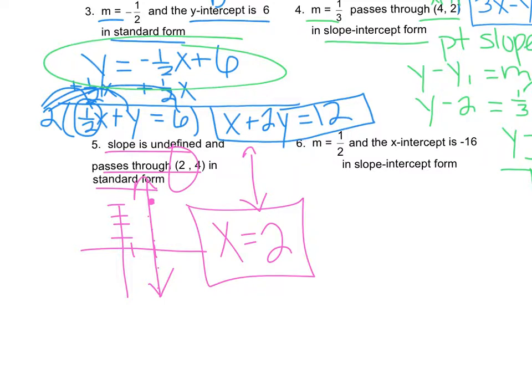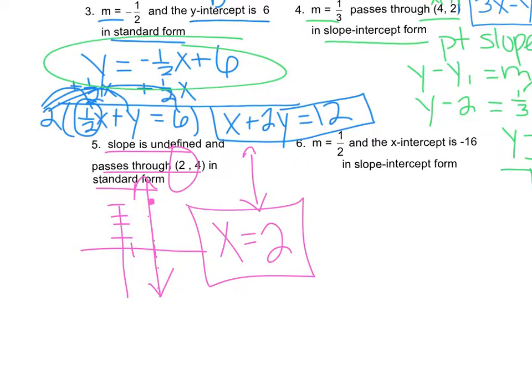So anytime your slope is undefined, it's always going to be x equals whatever the x value is. So if this had said slope is 0 and it passes through 2, 4, that would be y equals 4, because all of the y values would be the same, which would be 4.